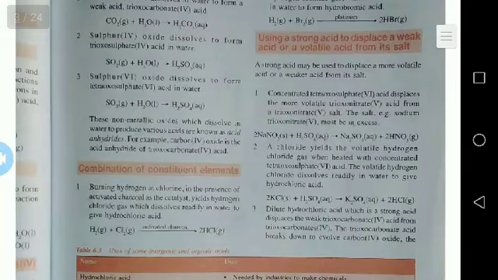Now the final one is using a strong acid to displace a weak acid or a volatile acid from its salt. So you can displace a weak acid with a strong acid. You can do that, or you can displace a volatile acid from its salt.